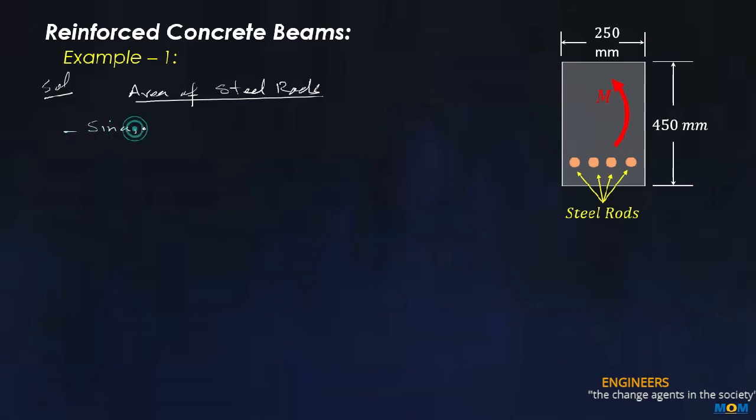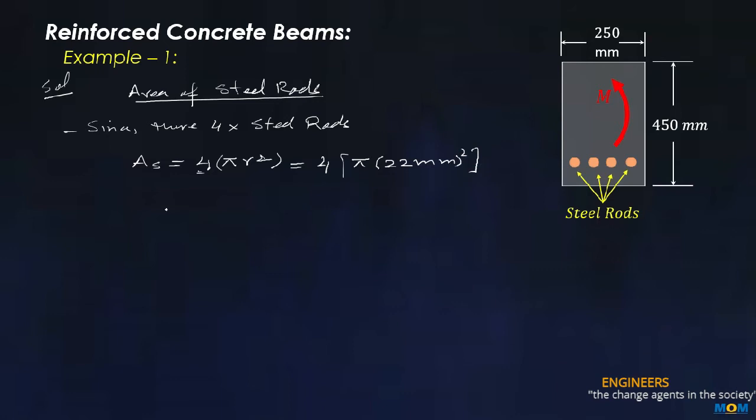Since there are 4 steel rods, the area of steel is going to be 4 pi r square. Now pi r square is the individual area of the steel rods, multiplied with the 4. So we would be having 4 pi 22 millimeter square. So the value of AS, that is the area of steel rods, is going to be 1520 millimeter square.